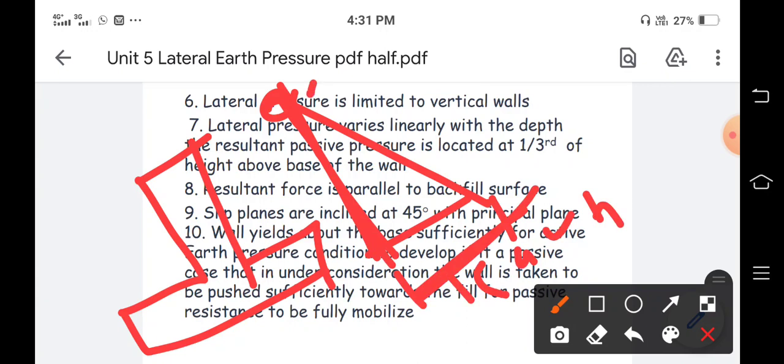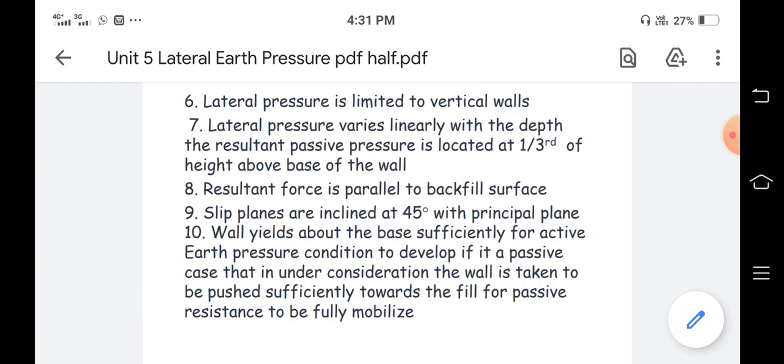It means its value goes on increasing towards the depth, or its value decreases from bottom to top, and at the top its value is 0. The resultant force is parallel to the backfill surface. In a sloping backfill, sometimes we have to resolve the force into two mutually perpendicular directions, one in the x direction and one in the y direction. So at that time we have to calculate the resultant force also. This resultant force is parallel to the backfill surface.